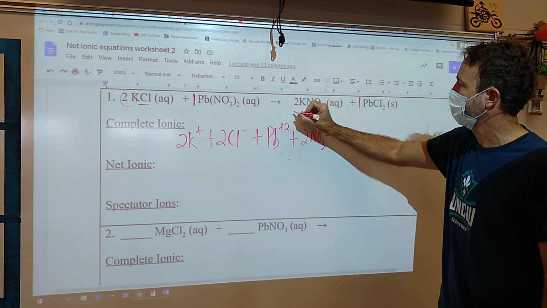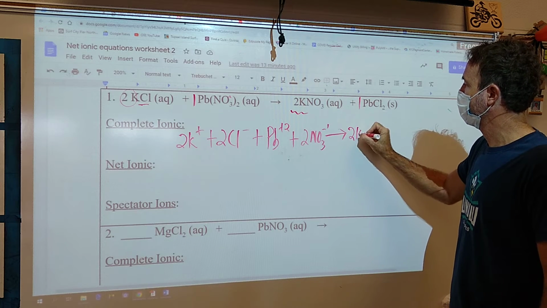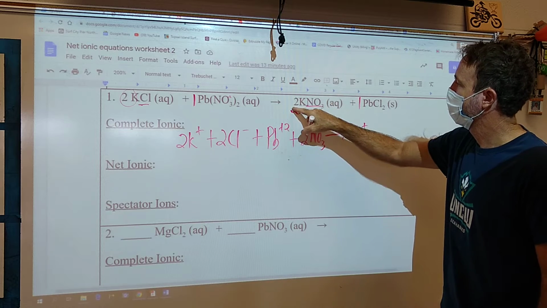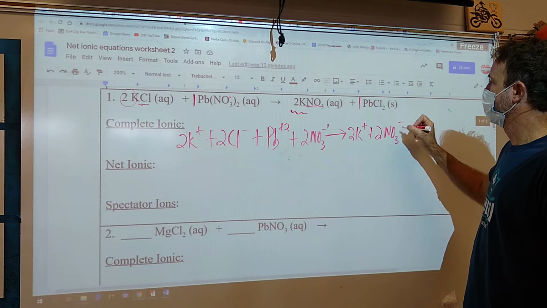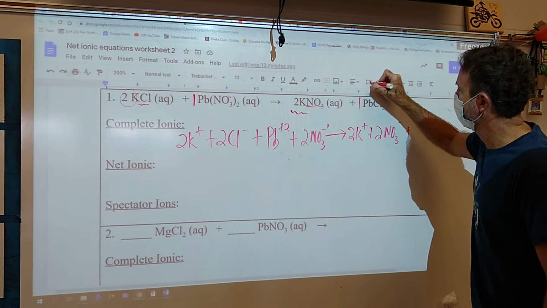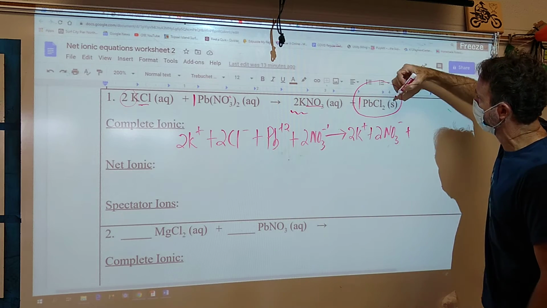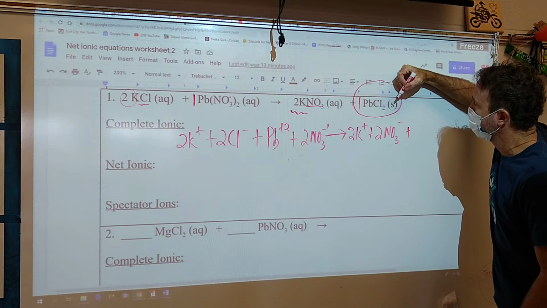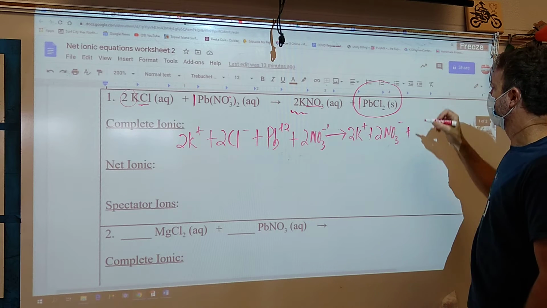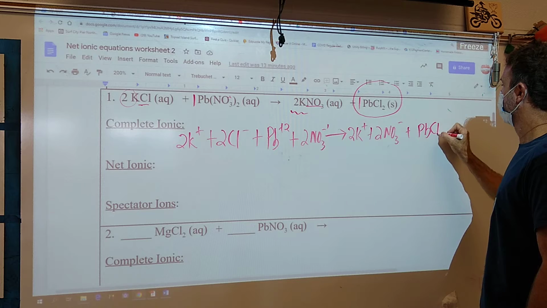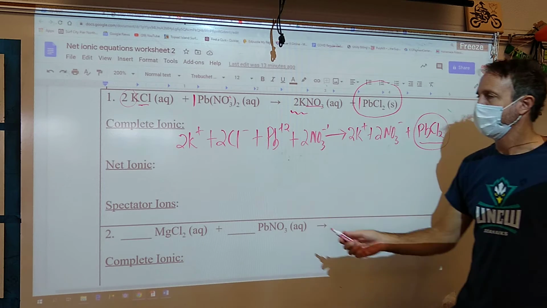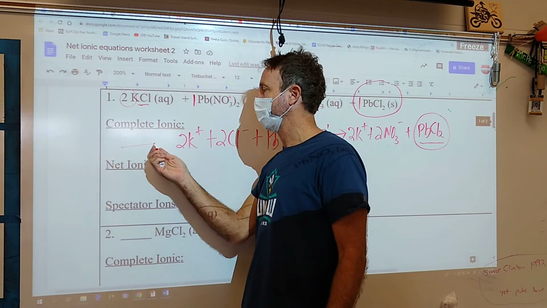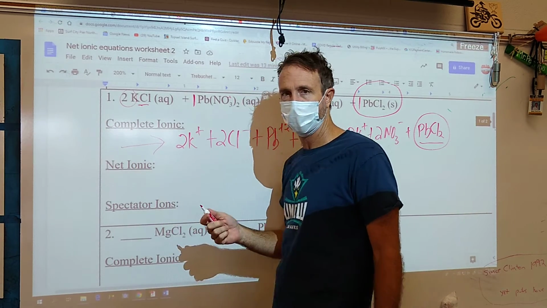This is aqueous, okay? So there's going to be 2 potassiums here and 2 nitrates with a -1 here. And this is the precipitate. See, it says solid. S is the same thing as saying PPT. So PbCl2, you just keep written together. You don't split that one up, okay? So that's the complete ionic equation. That's all of the ions, okay?